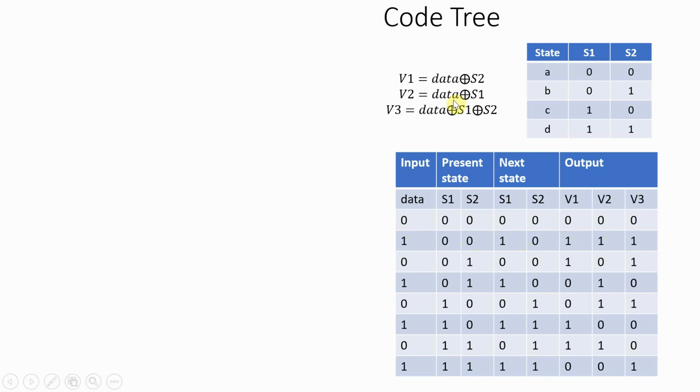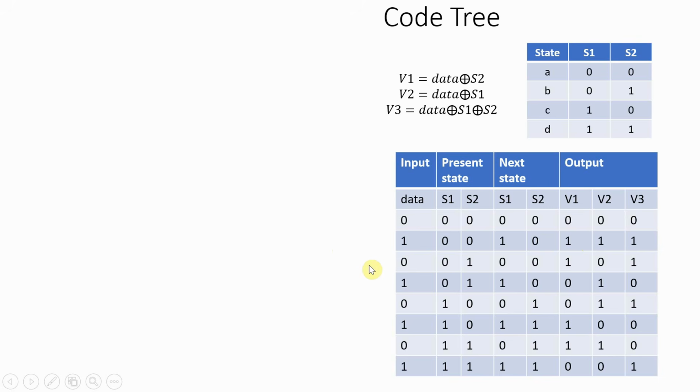Similarly, V2 is data XOR S1. So data which is 1 XOR S1 which is 0, so 1 XOR 0 we obtain 1. And V3 is data XOR S1 XOR S2. So it is 1 XOR 0 XOR 0, so we again get V3 as 1. So for data 1, when the present state is 0, 0, that is when we are in state A, the next state is state C and the corresponding output is 1, 1, 1. This was seen in the earlier video.